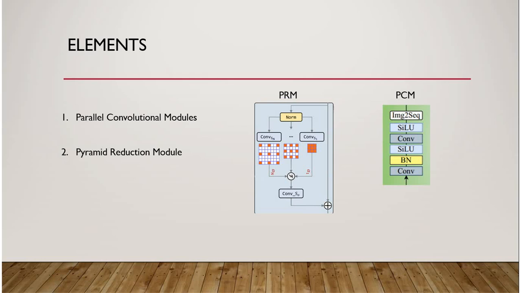PCM consists of sequentially stacked convolution layers, batch normalization, and an image-to-sequence operation. Furthermore, parallel convolutions use strided convolutions to match the PRM's spatial downsampling ratio. As a result, the token features learn both low-level and multi-scale information, implying that a pyramid block has a local and intrinsic inductive bias by design.